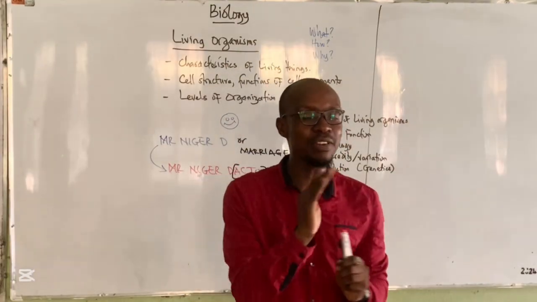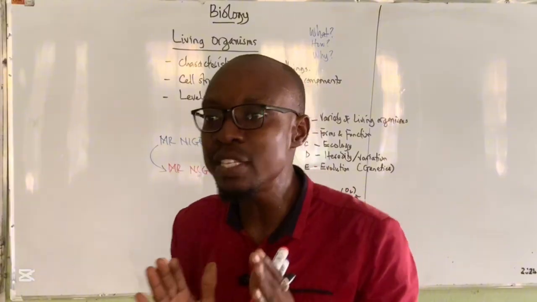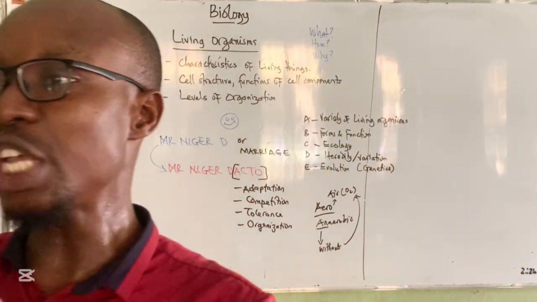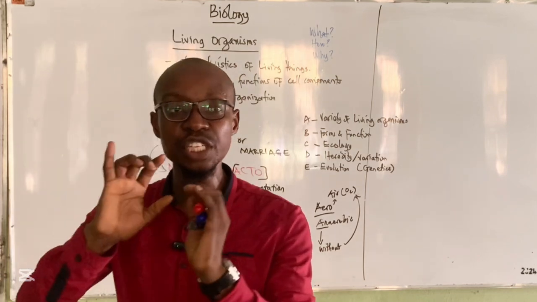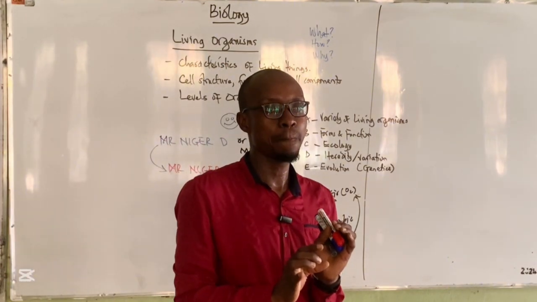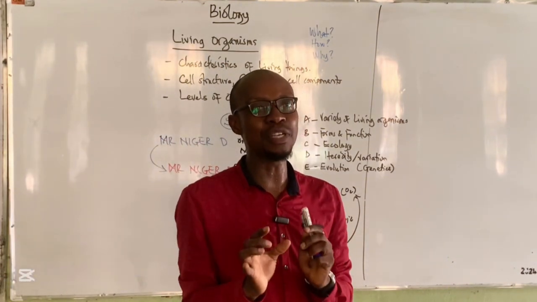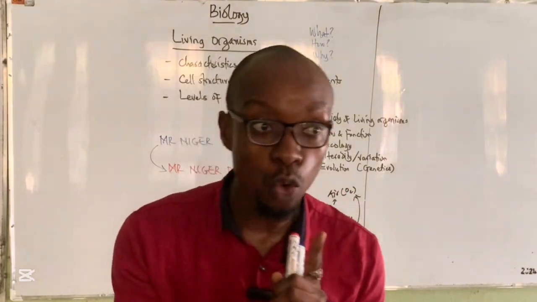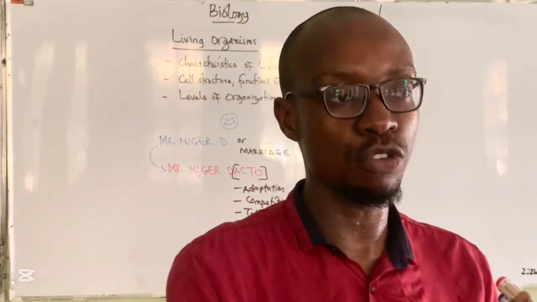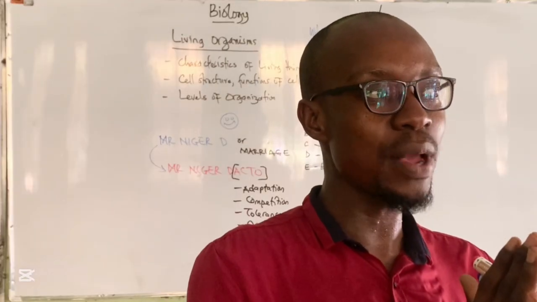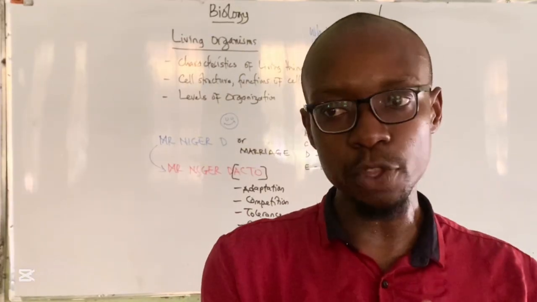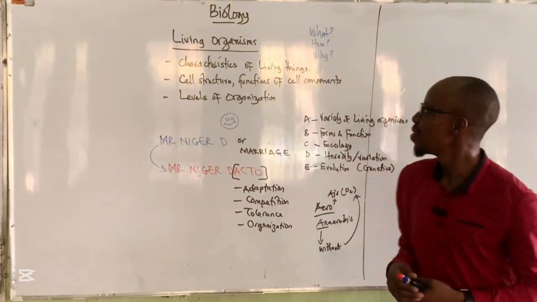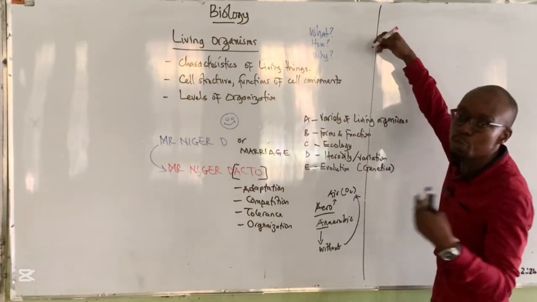So when you hear the word irritability, like I said, it is the ability of an organism to respond to changes in their environment. And is it the environment that will change that will be directly linked to the body of the organism? No. We have stimulus. We have what is called receptors. So, lovers of biology, look at this. What are the things that an organism can respond to?